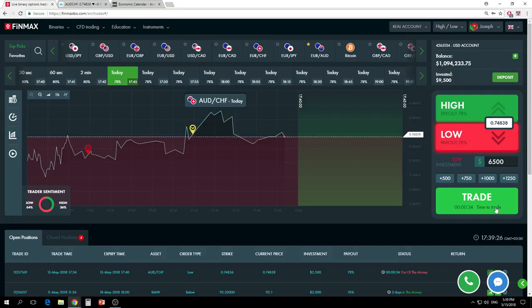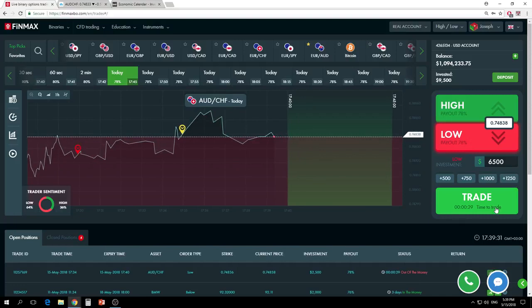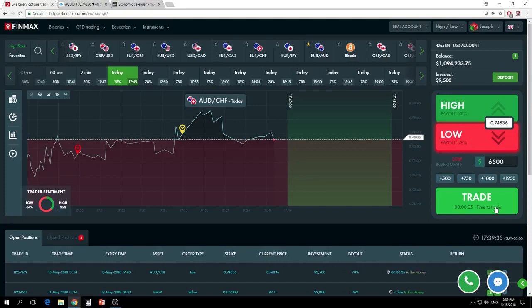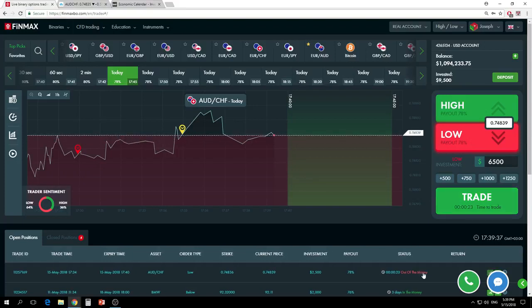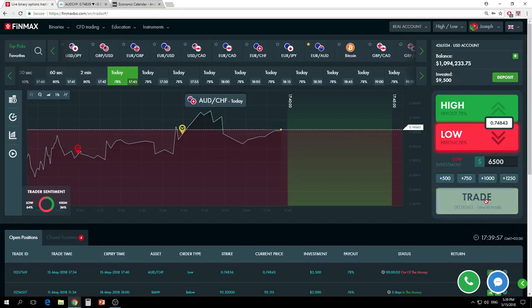Just get ready. Again, check all the settings on the platform: you are on 5-minute trading on Australian dollar and Swiss franc, and trading on low with 2.5 times more investment. You can obviously see how volatile and dangerous the trade is, and that we have just the last seconds remaining. Be really careful and attentive. We are going to click on trade if in the last seconds the trade is still out of money. Get ready, so do it.